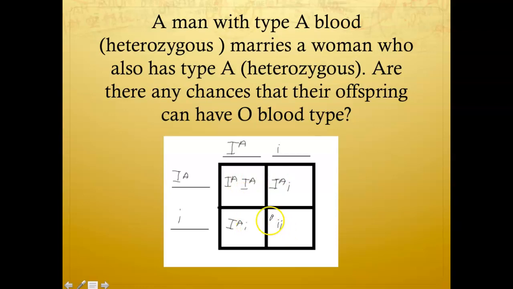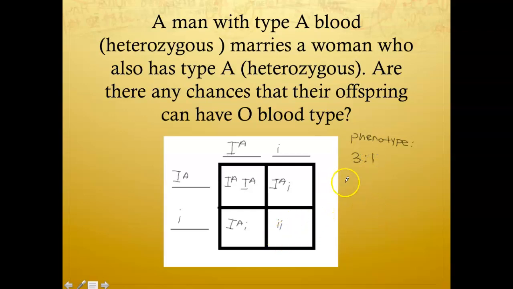So as you can see here, there is a 25% chance that their offspring can be type O. So if I'm writing ratios for the phenotype, remember, phenotype is not necessarily about the genes, it's about how things are expressed. You're going to have 3 squares that are type A. All of these result in type A blood, and 1 that is going to result in type O.